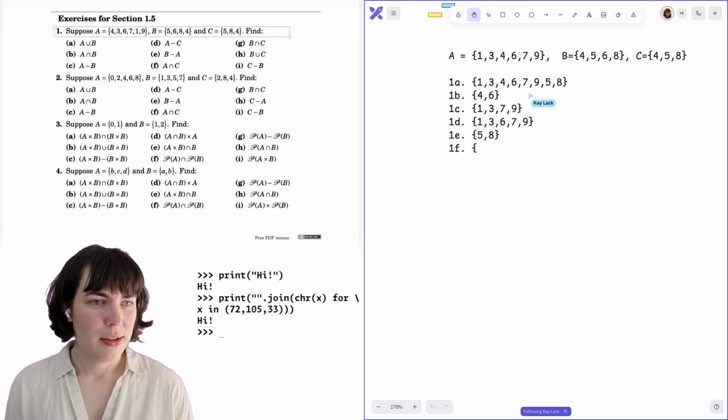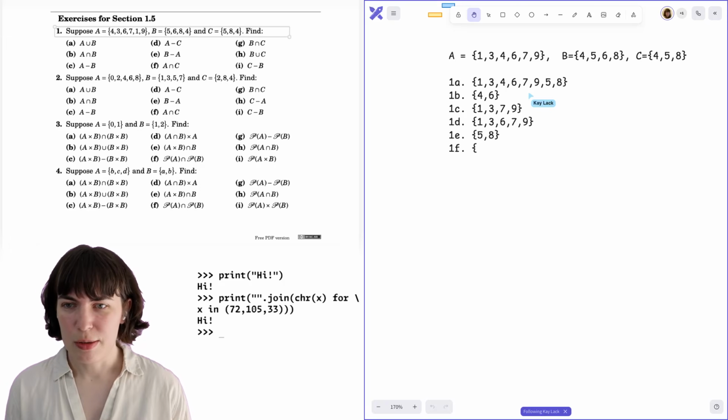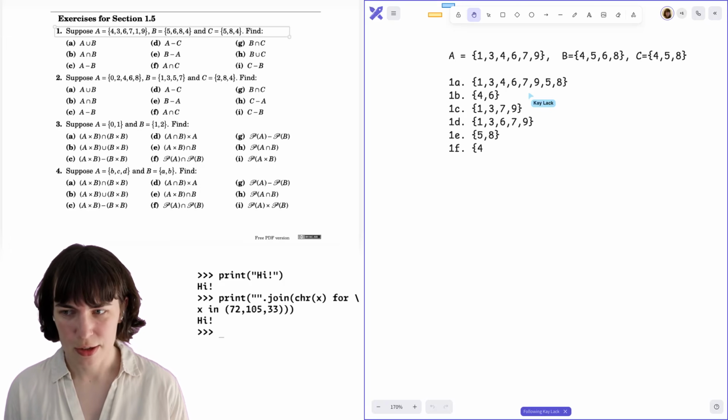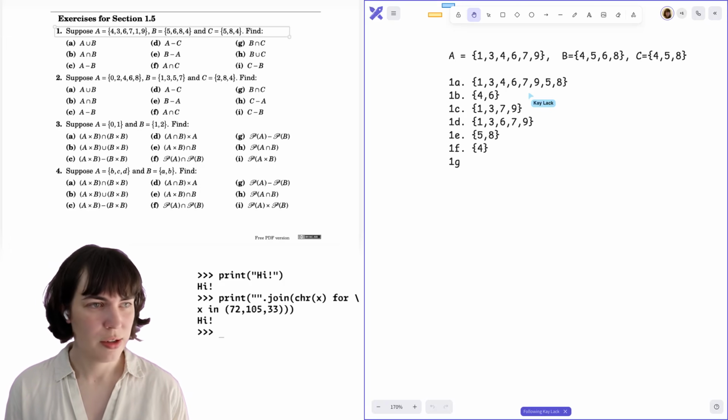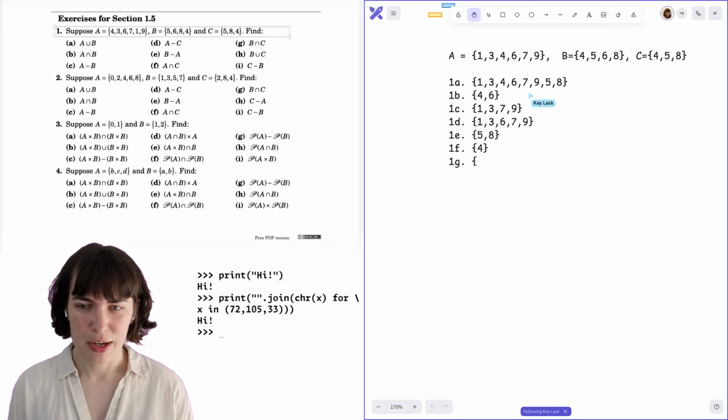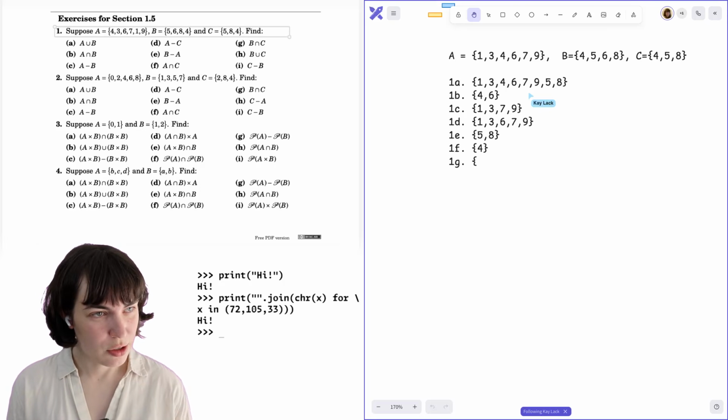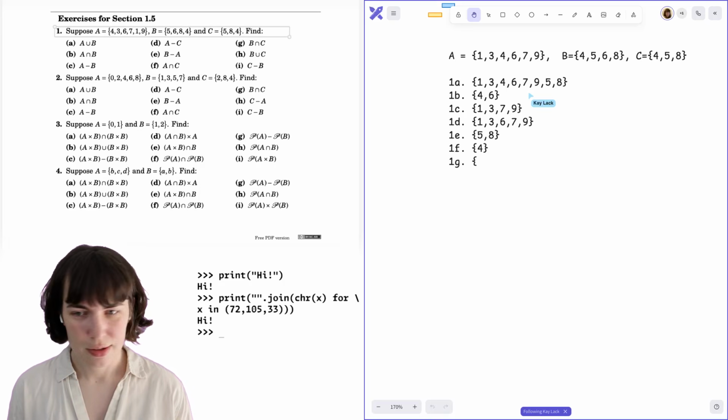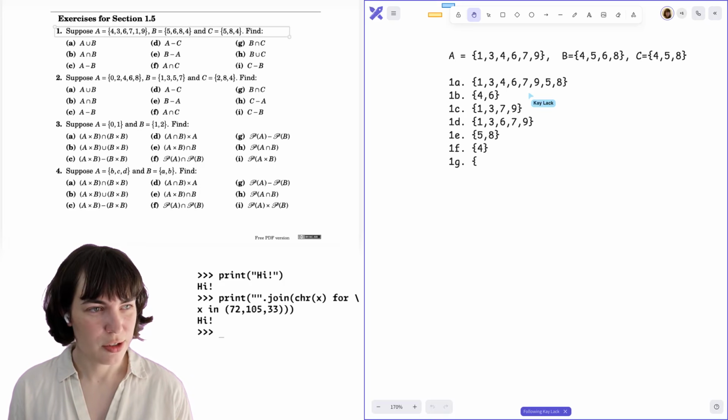A intersection C, that's everything that's in both, so we can start with the shortest one. We can have 4, we can't have 5 because it's not in A, and we can't have 8, so it's just 4. By the way, no guarantees I'm getting these right, so don't rely on me to get the right answer.